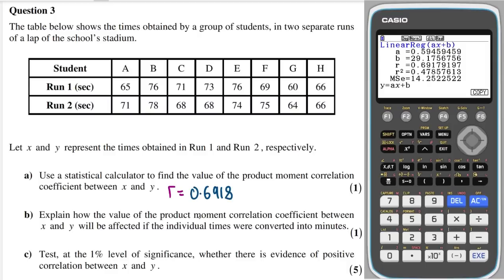Explain how the value of the product moment coefficient between x and y will be affected if the individual's times were converted into minutes. That would not change anything. They will still be just as correlated, so it will just be unchanged.